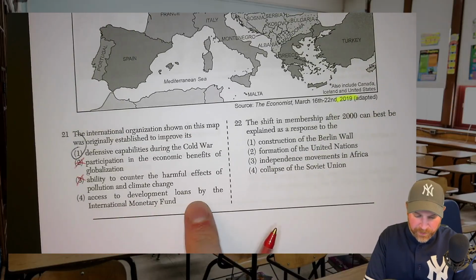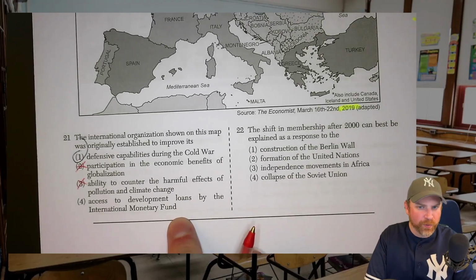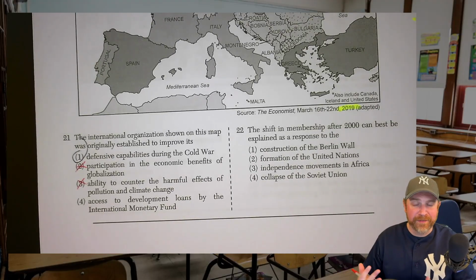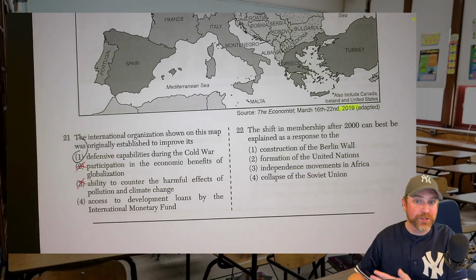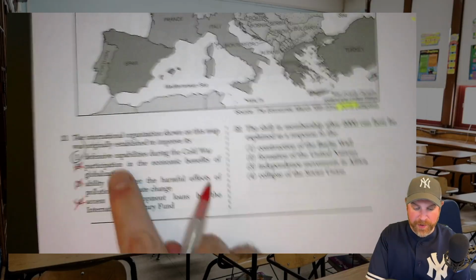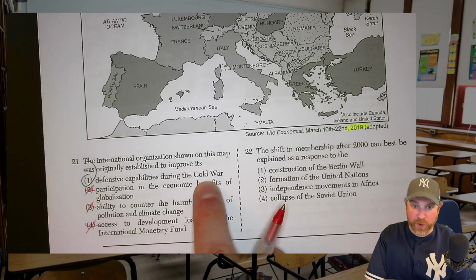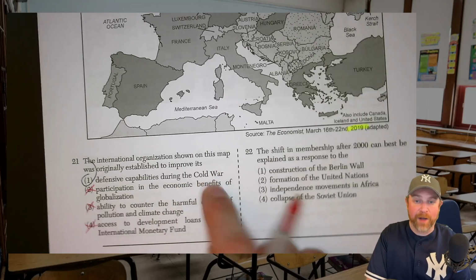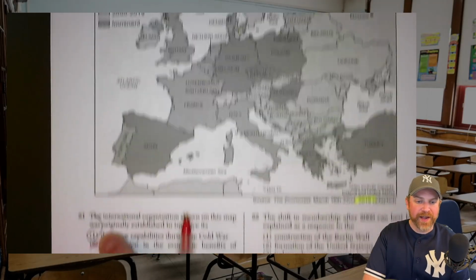Access to development loans by the International Monetary Fund. The International Monetary Fund is an international organization that makes loans to countries that need money to develop, like infrastructure projects. Maybe they're developing nations that are trying to move forward with their process of modernization. Again, nothing to do with NATO. What does NATO do? It defends countries, or it used to defend countries from Soviet aggression during the Cold War, right? Now it defends countries just in general, maybe from modern nations like China or Russia, for example, right? So choice 1's the answer for 21.